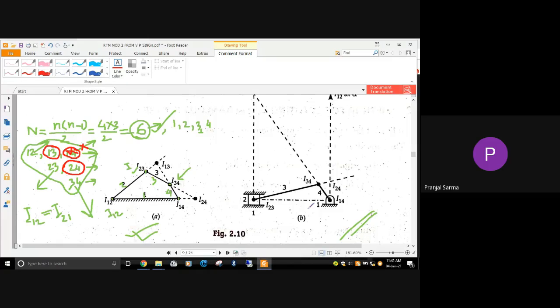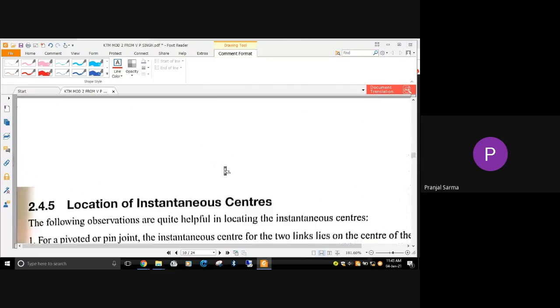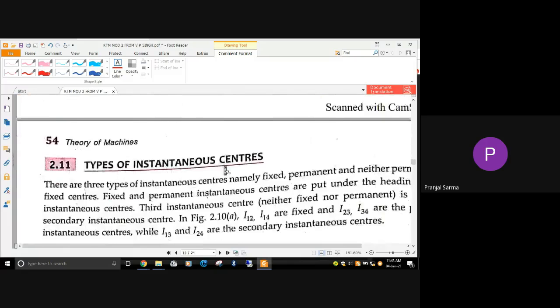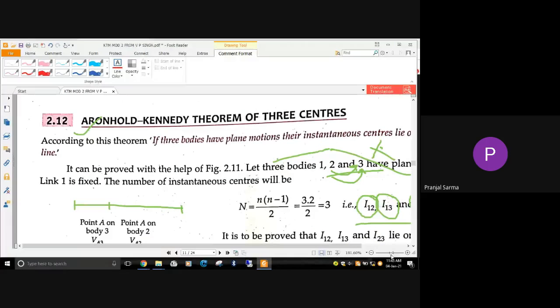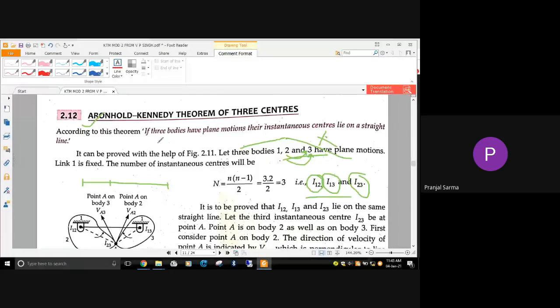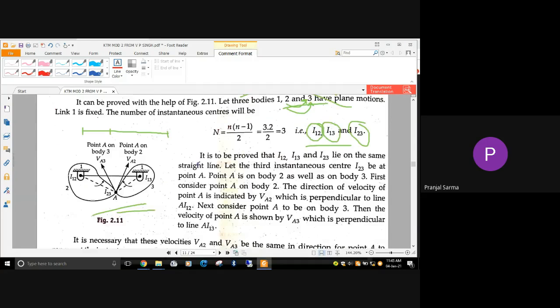Okay, understood. For that, we are going to use Kennedy's theorem. What does it state? If three bodies have plane motion, their instantaneous centers will lie on a straight line. This concept we are now going to utilize for finding the other two instantaneous centers.